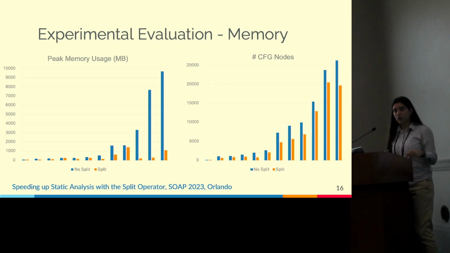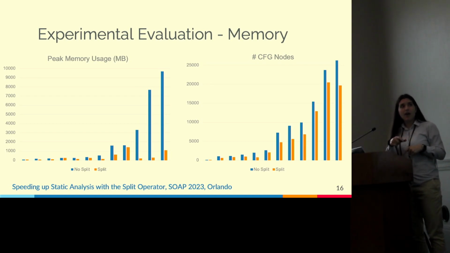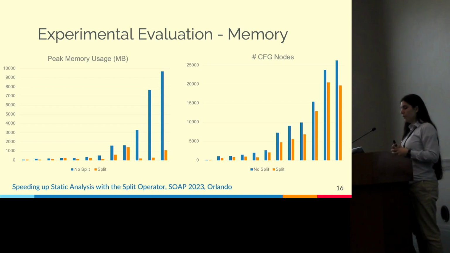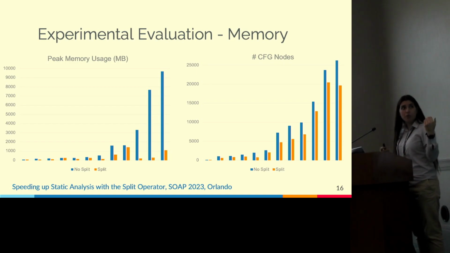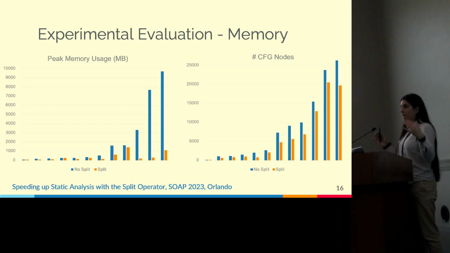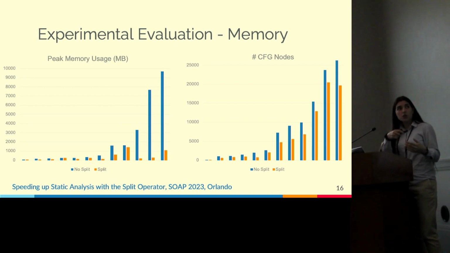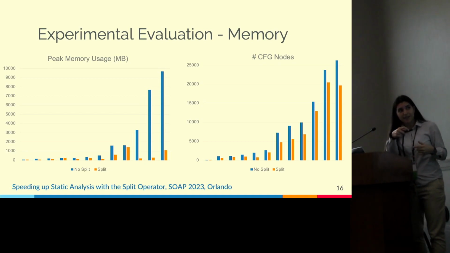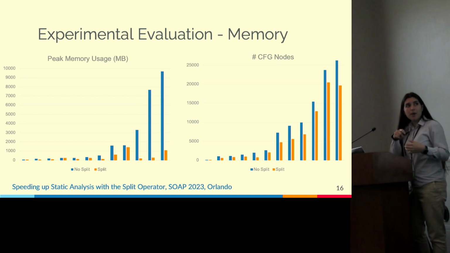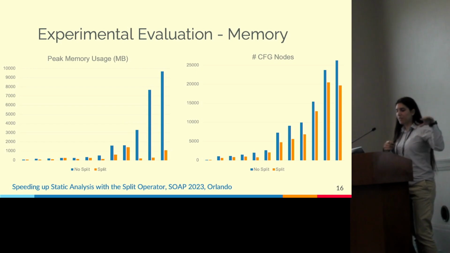without the split operator. And as for the nodes of the CFG in CRAB ER, as you saw before, the CFG tends to shrink because we use fewer blocks and fewer assume statements. So we are steadily using less memory. We have a CFG that has steadily fewer nodes inside.